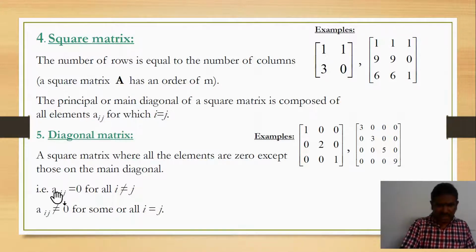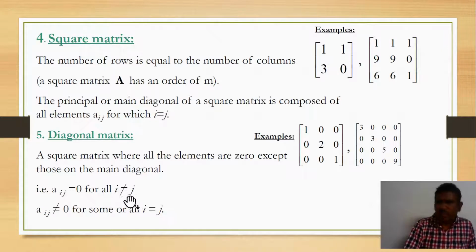So we can say this mathematically: Aij equal to 0 for all i not equal to j. See here, i equal to j is 1, 1. But here, students, 0 is seen. Here, first row, second column, means i equal to 1, j equal to 2. The same thing here: i equal to 1, j equal to 3.